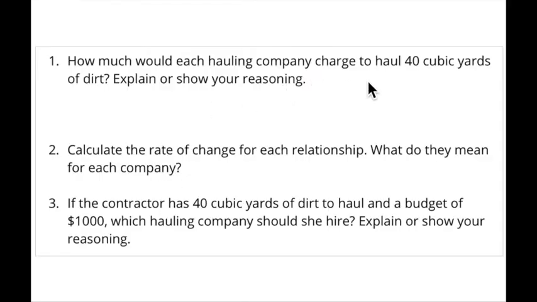And you have these questions to answer. You're going to haul 40 cubic yards of dirt to the work site. So how much is that going to cost? How much would each hauling company charge to haul 40 cubic yards of dirt? Calculate the rate of change. That means the unit rate. So for every unit of cubic yards of dirt, how much does the rate change? What is the unit rate? How much does that cost? And if the contractor has $1,000 to spend and 40 cubic yards of dirt to haul, which company should he choose?